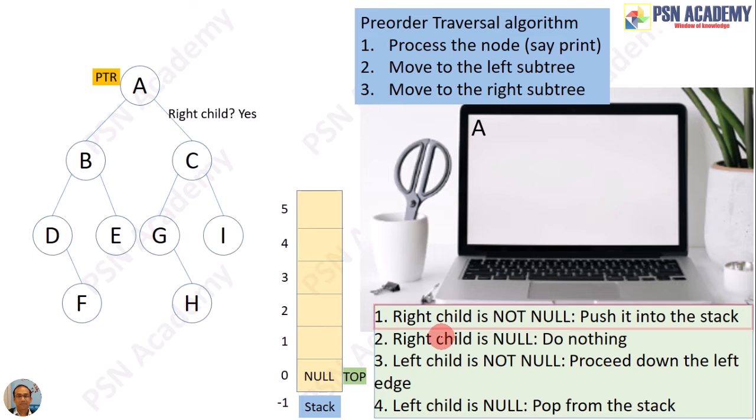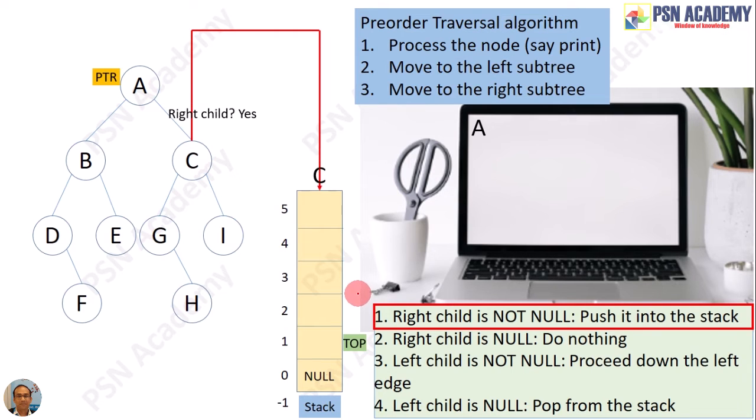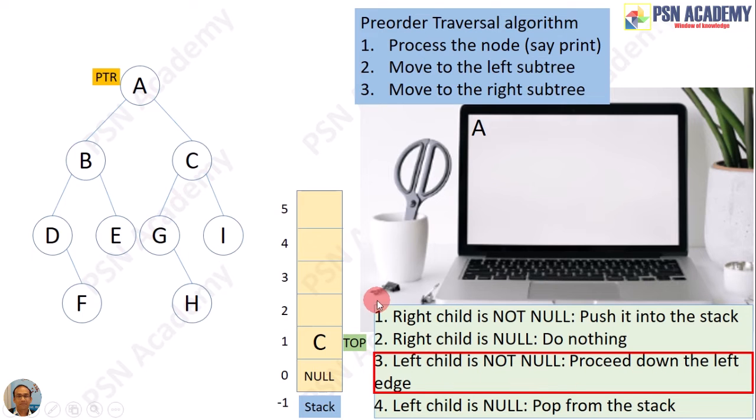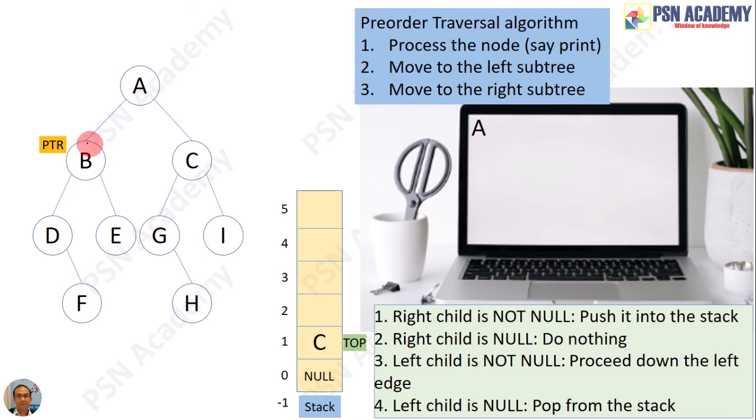So what we should do? Right child is not null, then push that right child into the stack. So we push C into the stack. So increase top and push C. Then, before you move to the left subtree for step 2, you have to check whether there is a left child or not. Now here you see that there is left child. So what you should do? Go for the rule 3. Left child is not null, then proceed down the left edge. So PTR is standing now at this node.